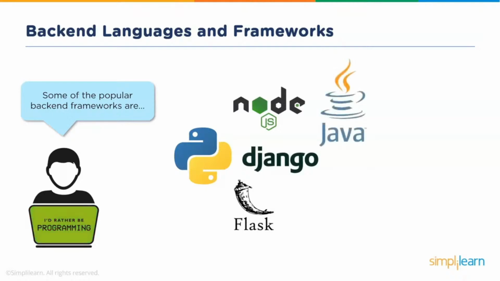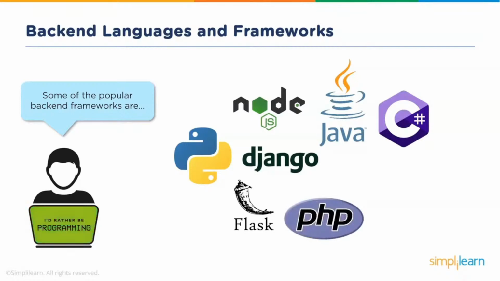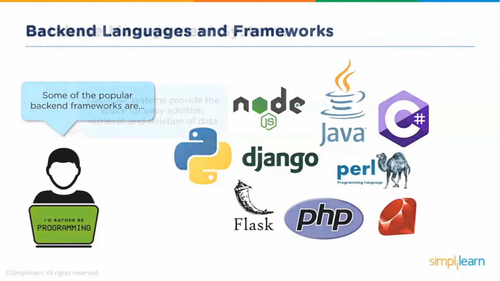Then there's Java, and Java provides Spring and Java Server Faces, which are also used for backend development. Then there's C#, which provides frameworks like ASP.NET Core and ASP.NET MVC. And other popularly used backend languages are PHP, Perl, and Ruby.